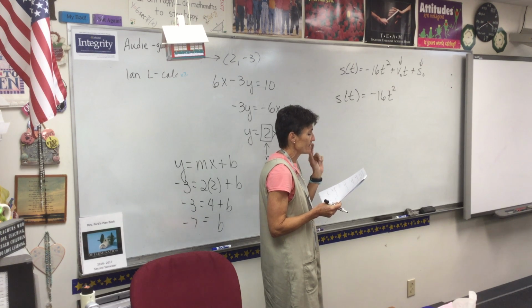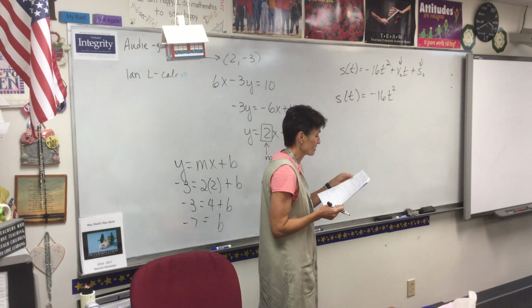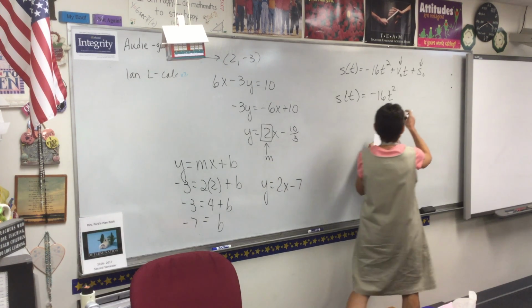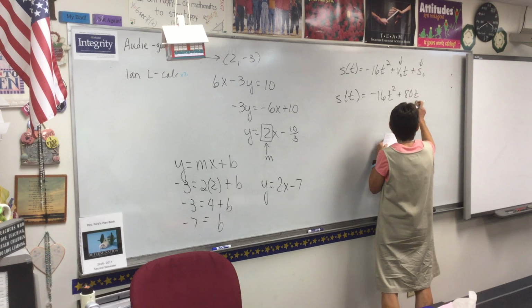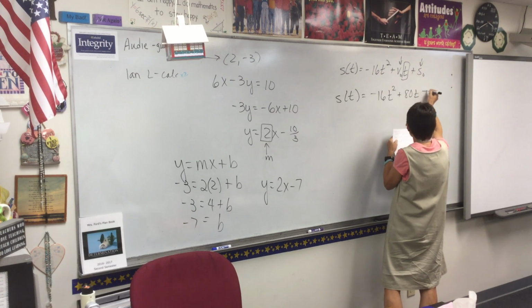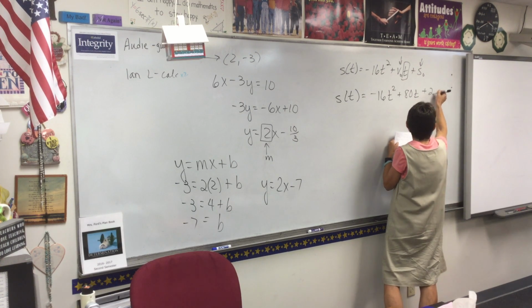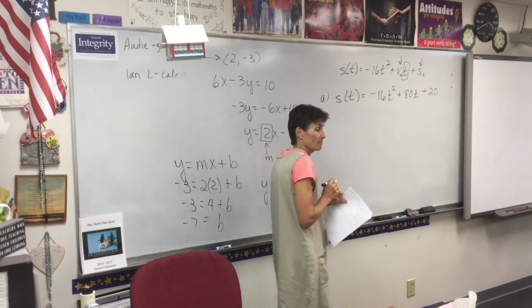The initial velocity is 80 feet per second. All right, so just plug in. So we're going to have -16t squared plus 80t. Don't forget that t. Sometimes we forget there's a t there. 80t plus 20. Perfect. That's A. That is the answer to A.